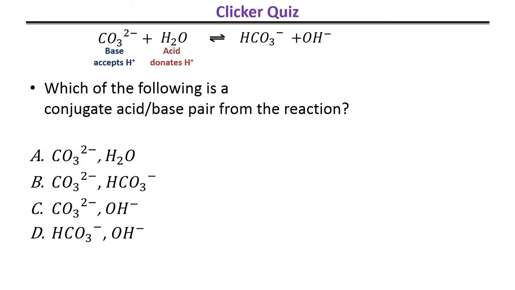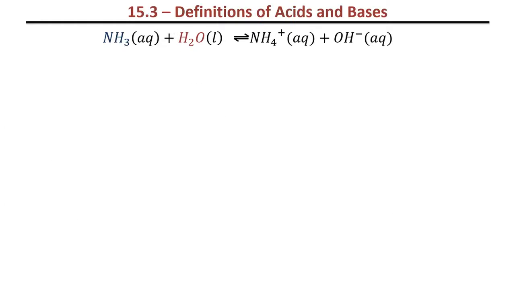Which of the following is a conjugate acid-base pair from the reaction? That involves selecting one molecule from each side of the arrows. So I'm not asking you to identify who's the acid and who's the base on the left-hand side. I want you to identify who across the arrows are related. Remember, we did this when looking at NH3 and water when we first learned about conjugate acids and bases.